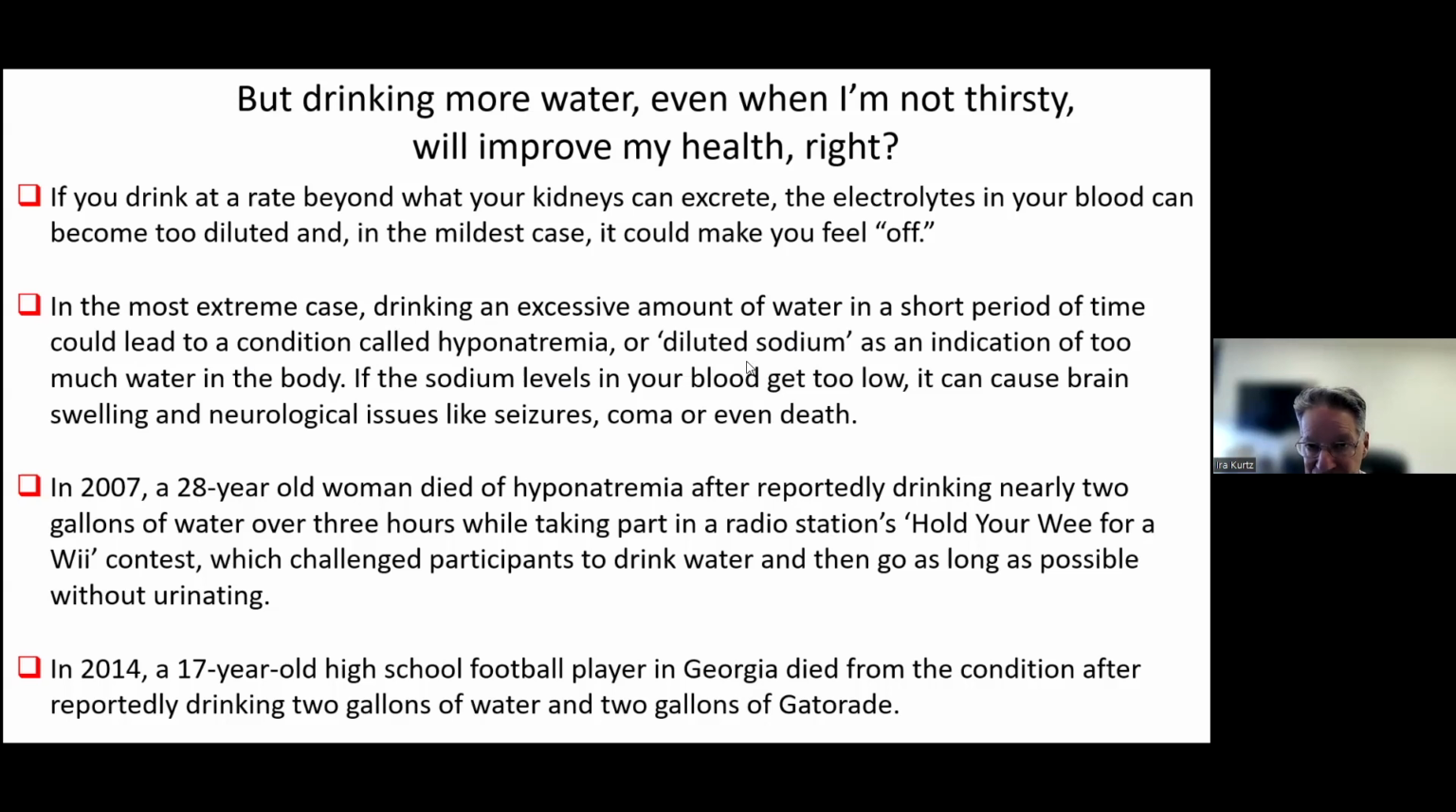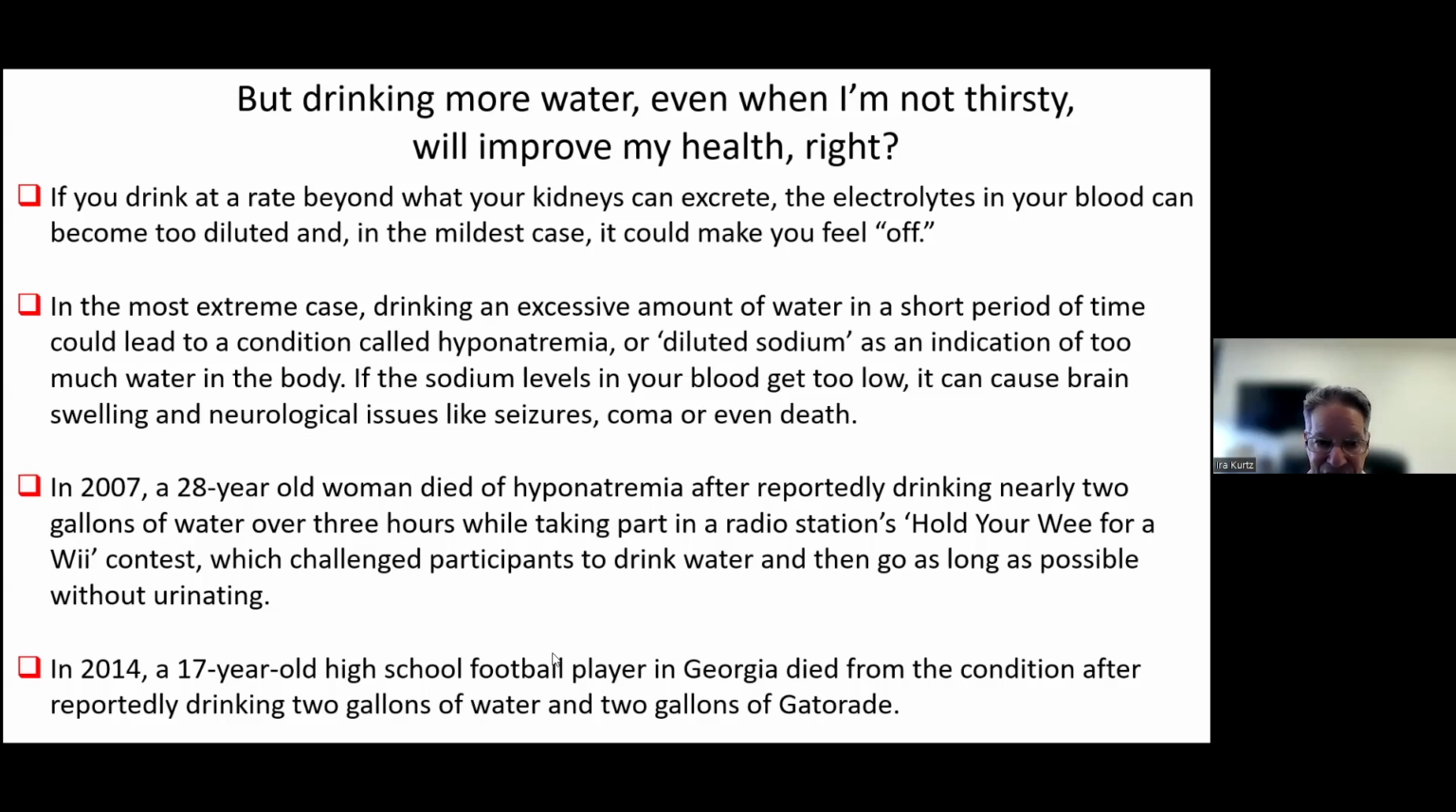And it means that the sodium concentration in your blood is decreased. And it's not because you have less sodium, it's because you have too much water. So the concentration decreases. And if the sodium gets too low, it can actually lead to brain swelling and neurologic problems like seizures, coma, and death.